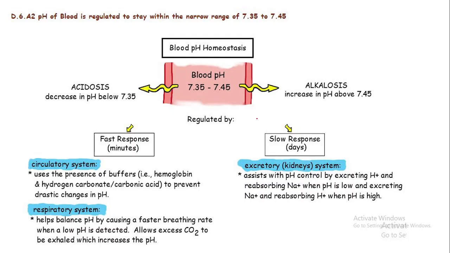Yeah. Now, pH of blood. Is there going to be any change in the pH of blood? The normal pH of blood is around 7.3 to 7.4. Let's try to understand what this concept is all about. The pH of blood is regulated to stay within a narrow range of 7.35 to 7.45. This is what it is supposed to be.